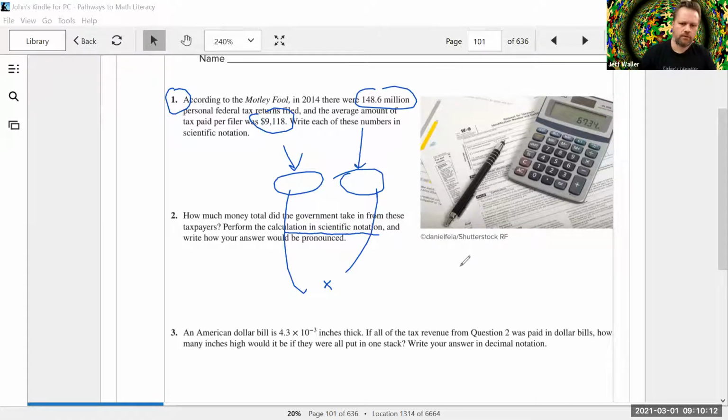Okay. And then for how your answer would be pronounced, you can go back to that table and see what the various powers mean, right? The trillions and the millions and the billions. That's one way to do it. Or you can write it into decimal notation and then just put the commas in and count over to see if it's going to be thousand, million, billion, trillion. Okay. All right. Are you guys with me? I'm trying to help. I really am. But I need something.